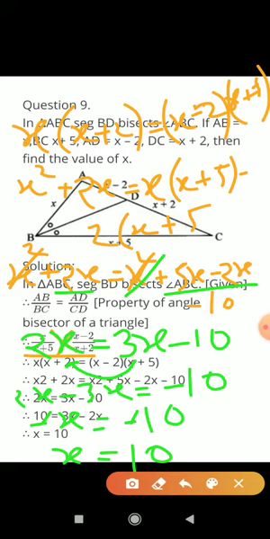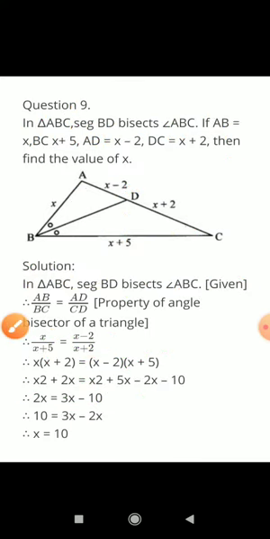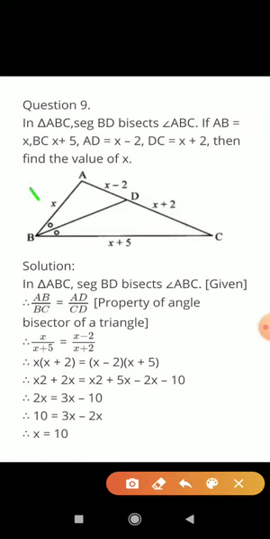Okay, so thus we find the value of x in the figure. So x is 10. So this side AB is x, so this becomes 10. This is x plus 5, so 10 plus 5, this becomes 15. 10 minus 2 becomes 8, and 10 plus 2 becomes 12. But the question is not like that. We have to find only the value of x. So the value of x is 10 by using the property of the angle bisector.